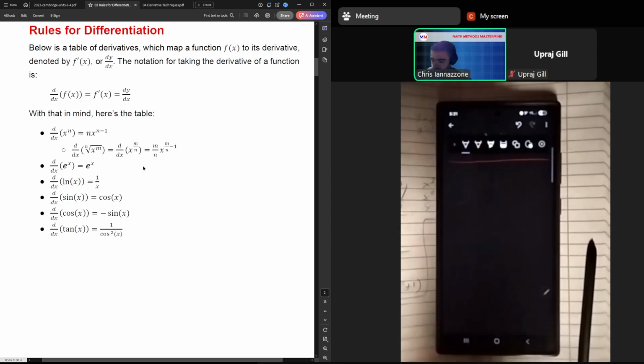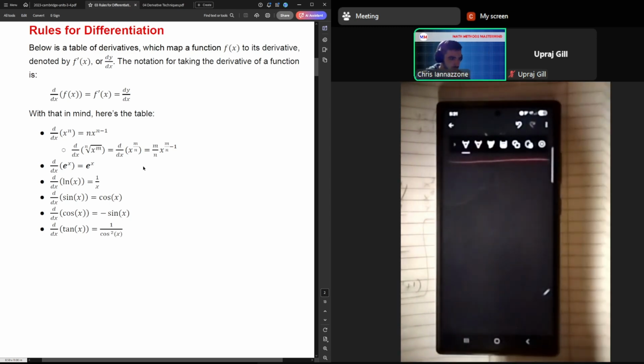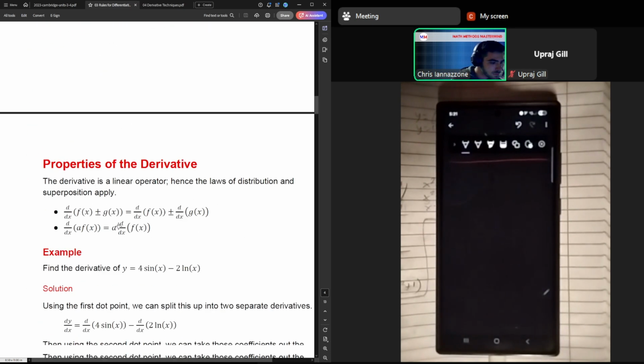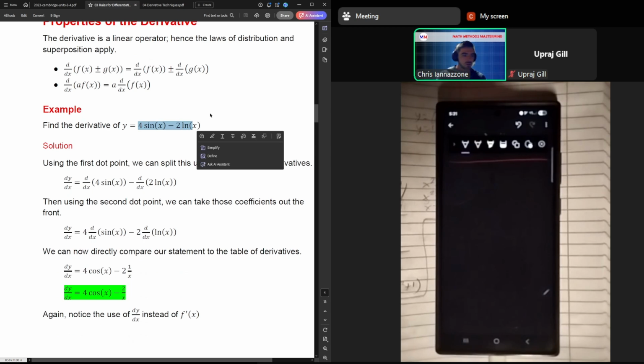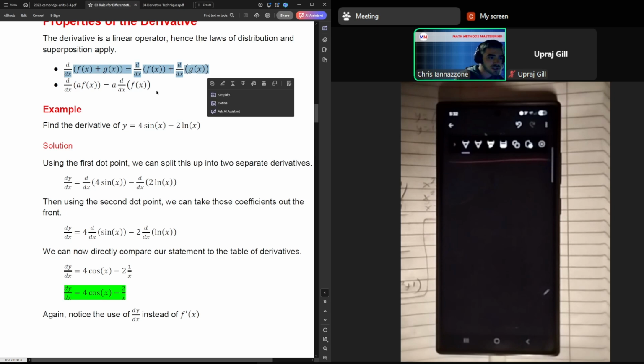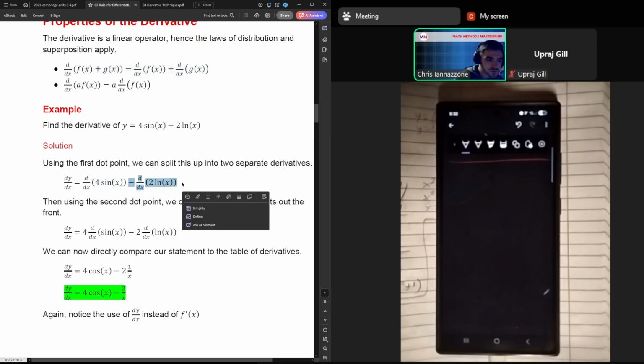Another thing we could look at is the derivative of an exponential. In fact, before I get into that, it might be worth understanding the properties of the derivative. If you have more than one basic function in the function you're trying to differentiate, then all you do is go term by term and find the derivative of each of those. In this case, you have 4 sine x and minus 2 log x. If you want to find the derivative of this whole thing, the first property suggests that you can just find the derivative of each of those terms. So that's the first thing.